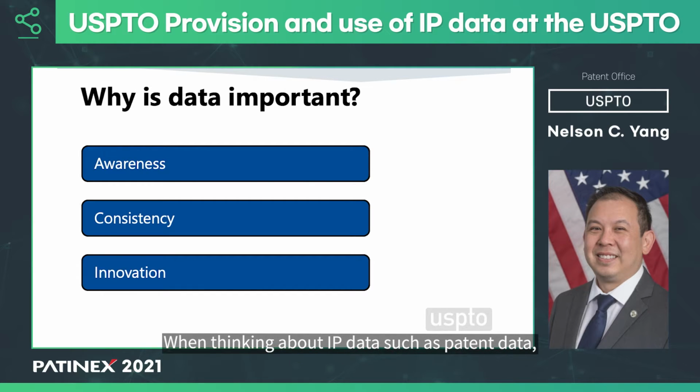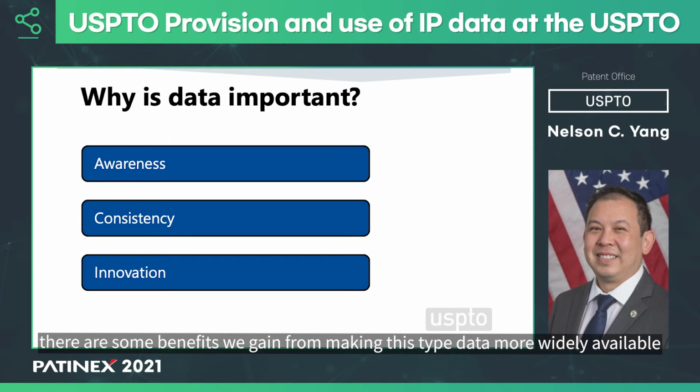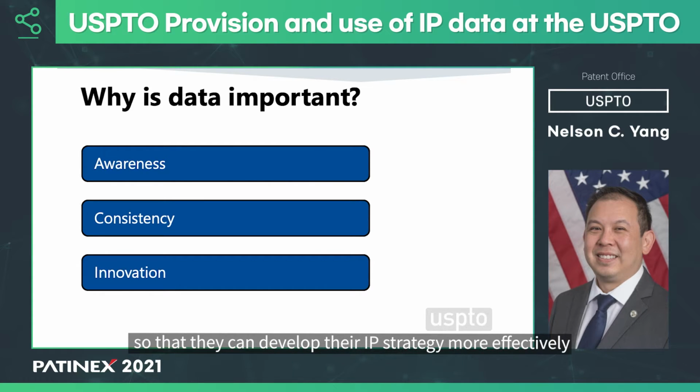When thinking about IP data, such as patent data, there are some benefits we gain from making this type of data more widely available. This includes an increased awareness that enables applicants and other patent professionals to have a better understanding of the patent landscape so that they can develop their IP strategy more effectively. Consistency is also important, as we want to make sure that we are all looking at the same set of data, no matter where in the world we are. And of course, the availability of the patent data can help spur innovation.